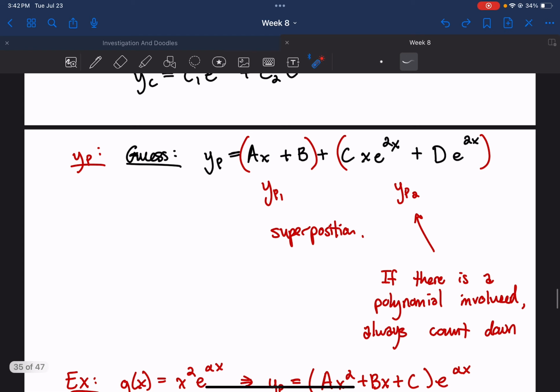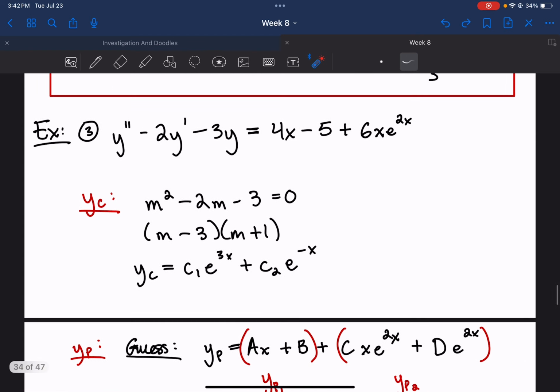If there's a polynomial involved, you always count down from the highest to lowest. So since there's a 6x here, I'm going to pick cx plus d times e to the 2x, and I count all the way down.